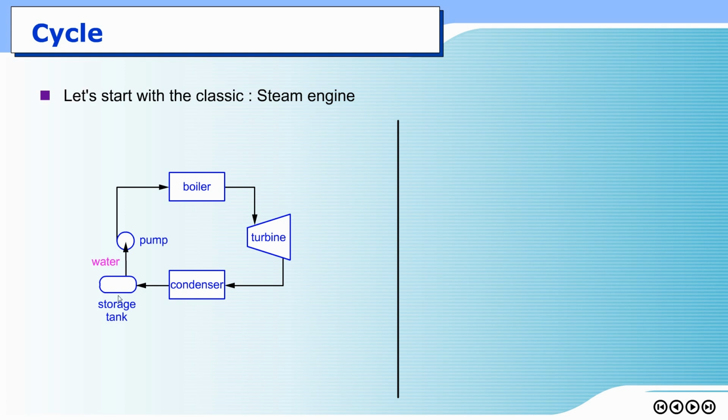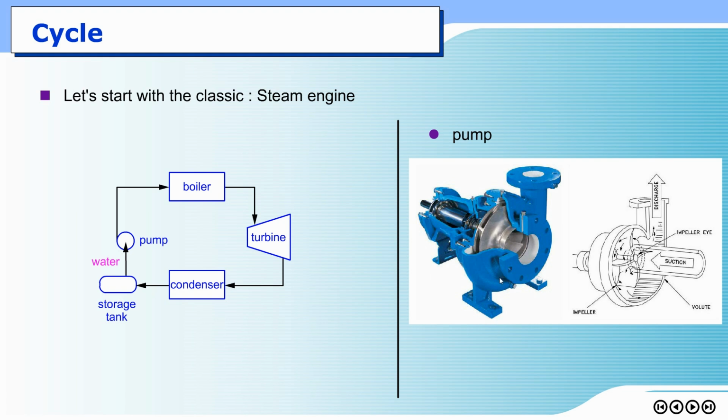Let's start with the tank. If inside the cycle we have water as our medium, water in liquid phase would be pumped into a boiler. If we look at the pump itself, this is a picture of a pump. Basically, it is a blade that is rotated by applying work. If you apply work to drive this impeller, it would rotate and push water out to the discharge. At the same time, it will create suction for water entering the pump.